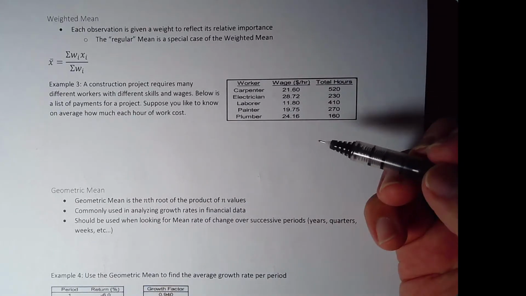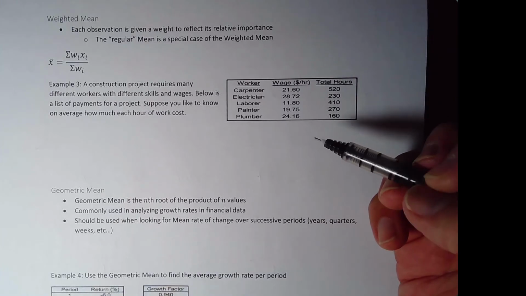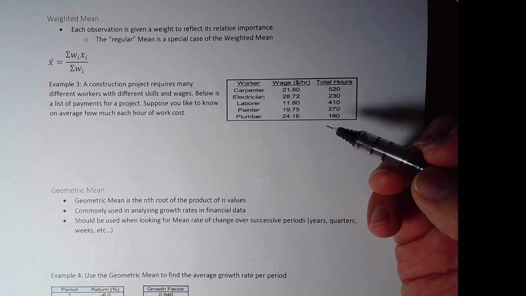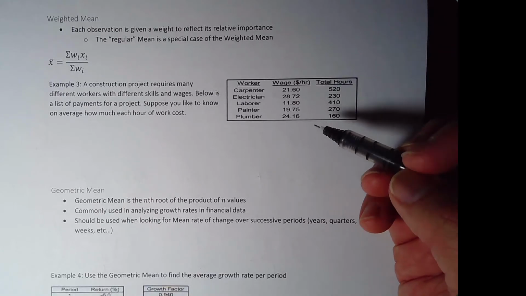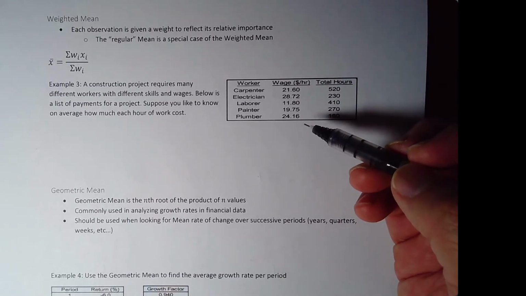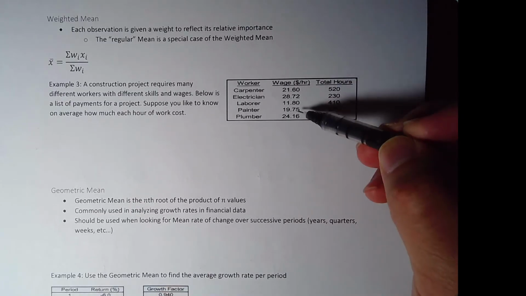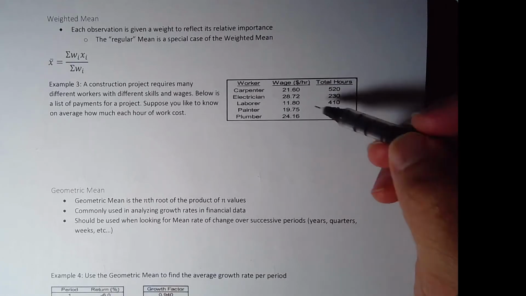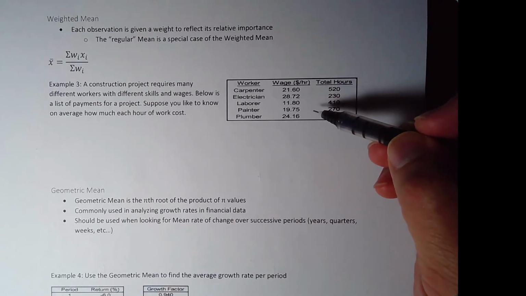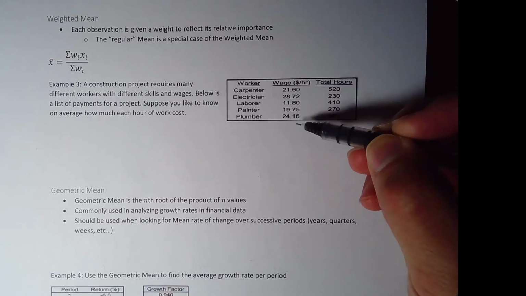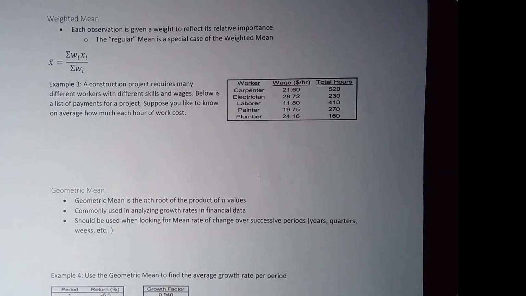And you would like to know what is the average cost, or what is the average wage for each hour of work. Now this might be useful, for example, if you want to provide an estimate for a different project. Holding all else constant, if most projects involve the same type of work, then the average wage of each worker, or each hour worked, might be important to you.